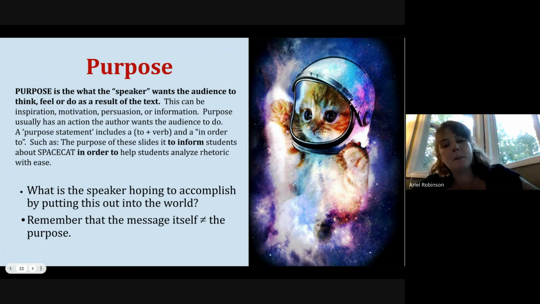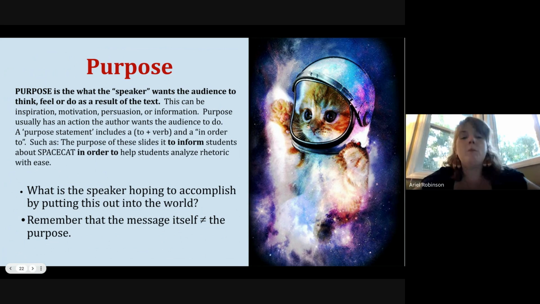And then if you go on to purpose, purpose is why something exists. You probably have heard things like to inform or to entertain, but it's like a purpose statement, like why was this produced? Did somebody want to enact change? If so, what is that change? So what do they want to accomplish by putting it out into the world?